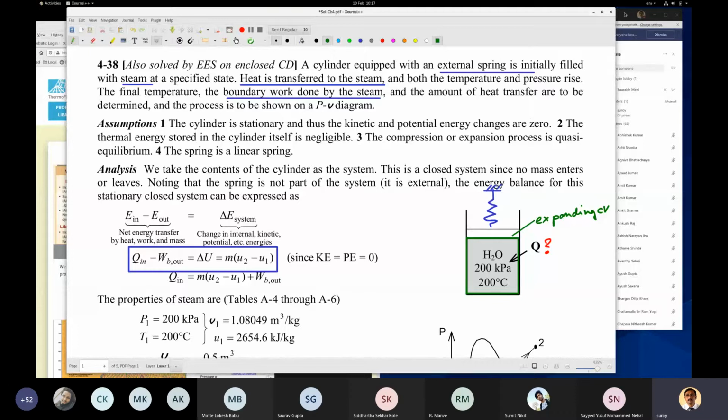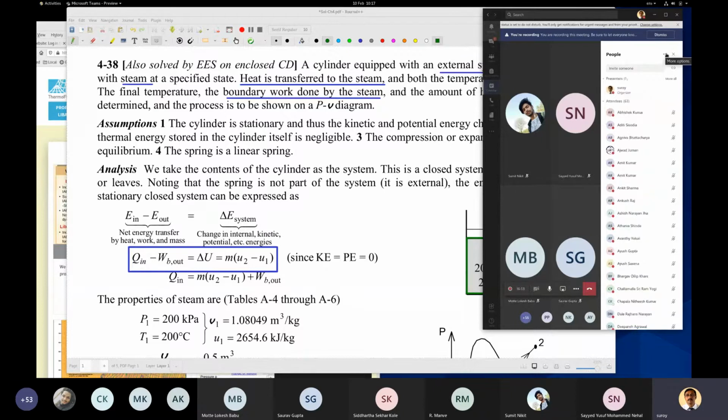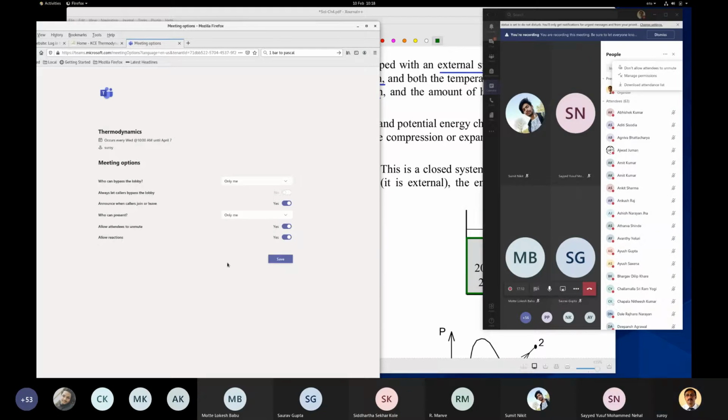I think what I have to do is make it such that students can enter on their own. So let me change it. Otherwise, I'll go on admitting people like this. Okay.